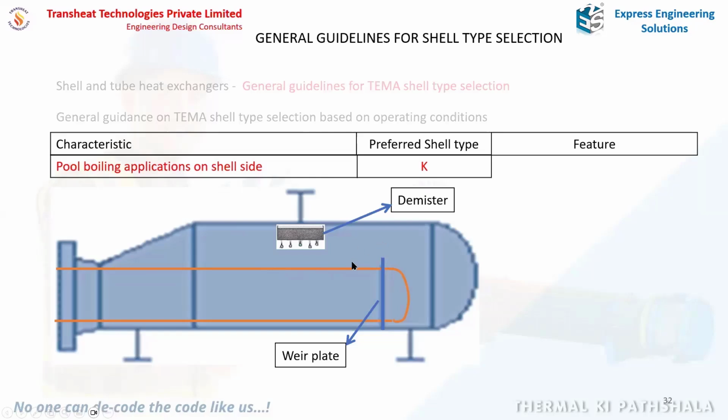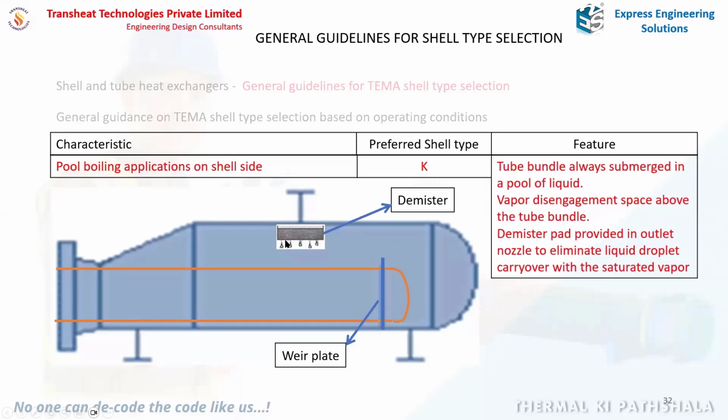And the space between the tube bundle and the inside of the kettle shell is where the vapor is rising, and it also allows the vapor to disengage from the liquid. Liquid droplets carry over and those can fall down. Additionally, these are generally provided with a demister pad, which ensures that any liquid droplet carryover is arrested and the liquid droplets come back into the shell.